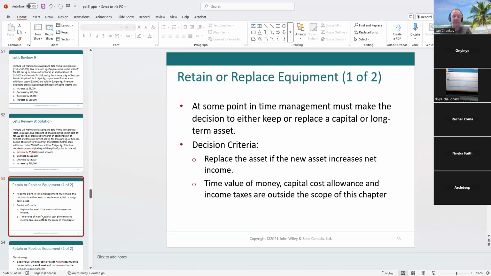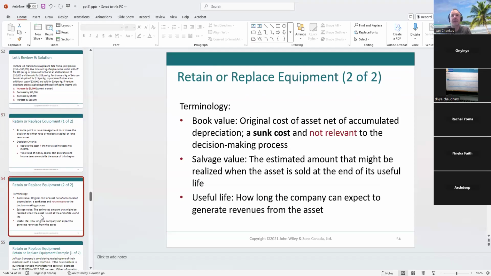Now, for simplicity, we're not going to consider the time value of money. Also, we're not going to consider the capital cost allowance, which is the taxable deduction for tax purposes on the assets. And the last thing we're not going to consider is income taxes. Just pure calculation of the numbers, nothing more, nothing less.